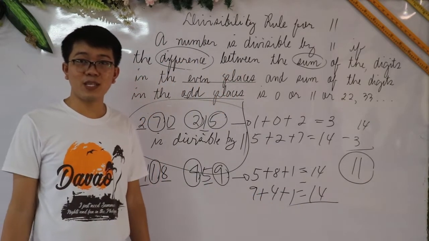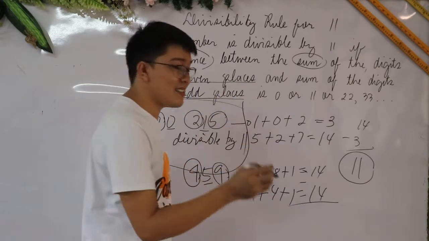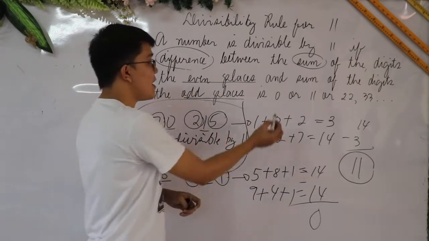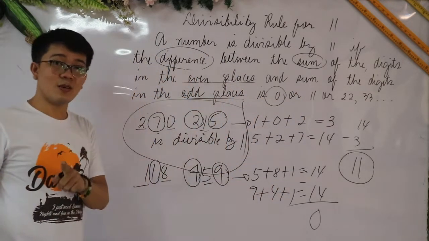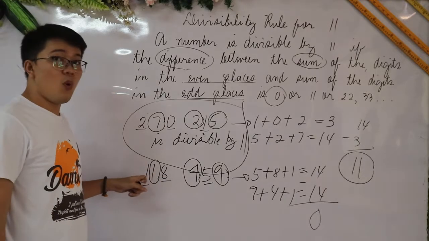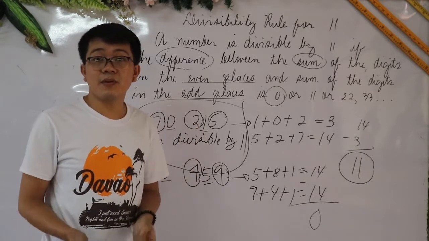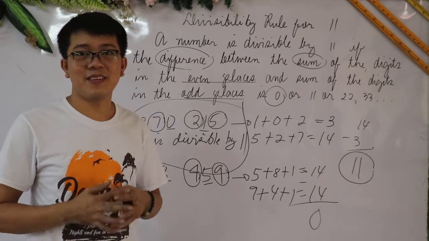But it's 14 minus 14. Easy peasy. It's 0. Does it answer the condition here? Correct. So we say also that this big number here, 118,459, is divisible by 11. Very good.